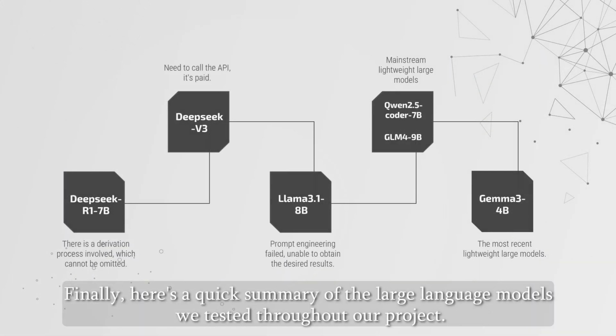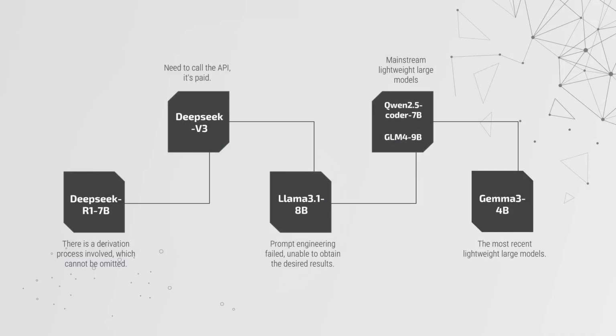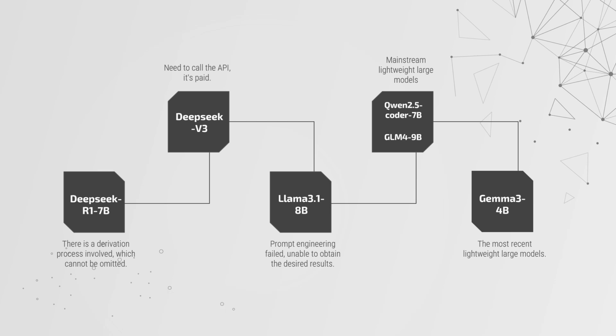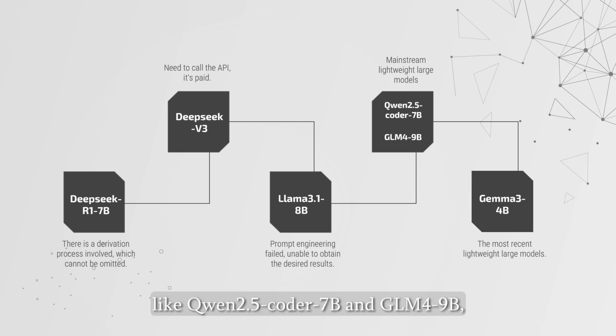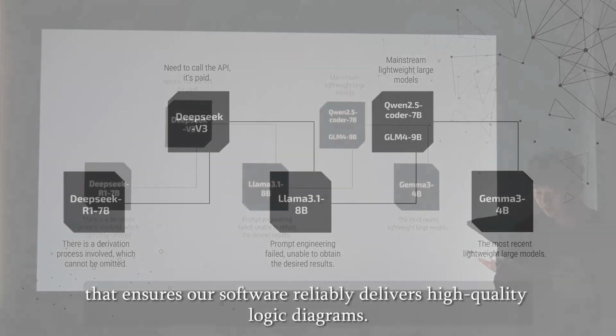Finally, here is a quick summary of the large language models we tested throughout the project. The former three large language models failed for a couple of reasons. After that, we tested mainstream lightweight models like Qianwen 2.5 Coder 7B and GLM4 9B, which performed more consistently. Most recently, we tried Gemma 3 4B, one of the newest lightweight models. Through this thorough exploration, we selected the optimal model that ensures our software reliably delivers high-quality logic diagrams.